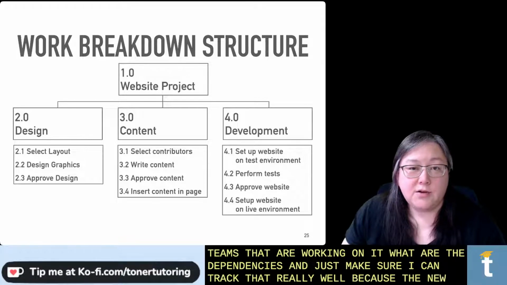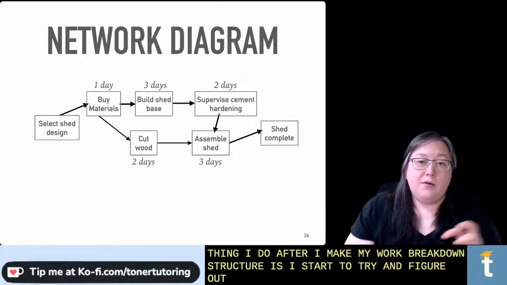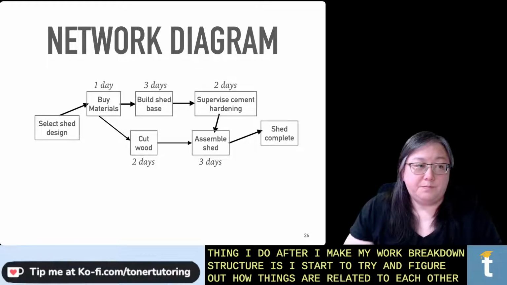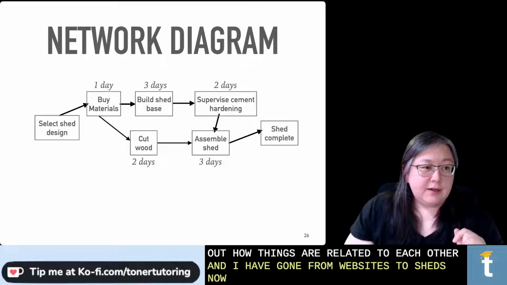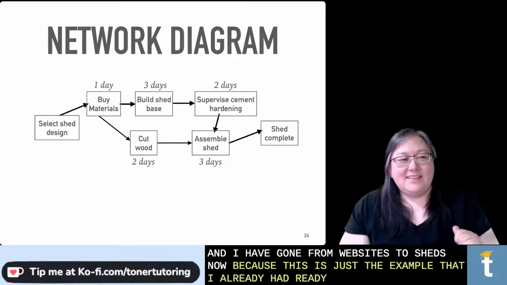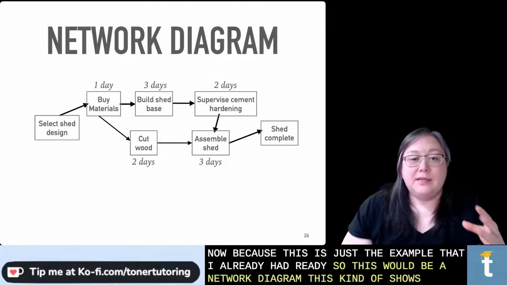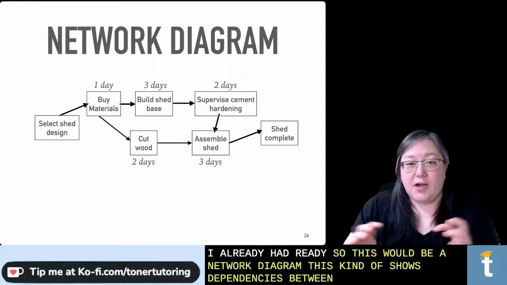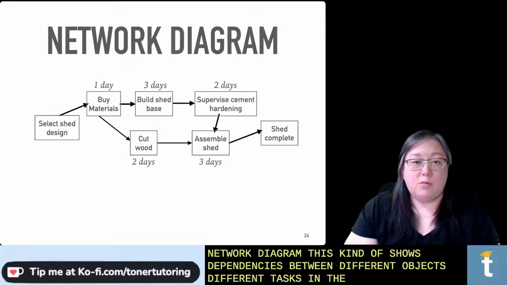Because the next thing I do after I make my work breakdown structure is I start to try and figure out how things are related to each other. And I have gone from websites to sheds now, because this is just the example that I already had ready. So this would be a network diagram. This kind of shows dependencies between different objects, different tasks in the whole project.